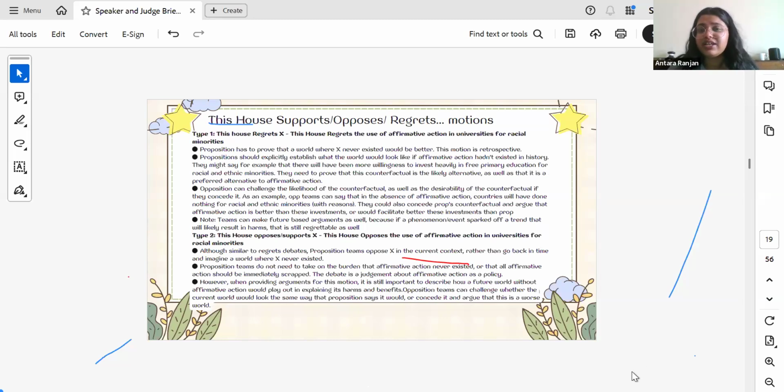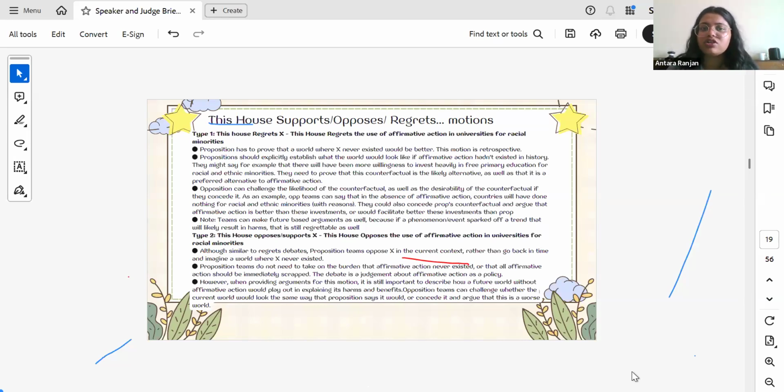Then you have this house regrets, retrospective motions. You have to give a counterfactual. So you have to talk about what the world would look like if this thing had never happened in the first place, right? This house regrets reservations. So what would the world look like if we didn't have reservations in the first place?